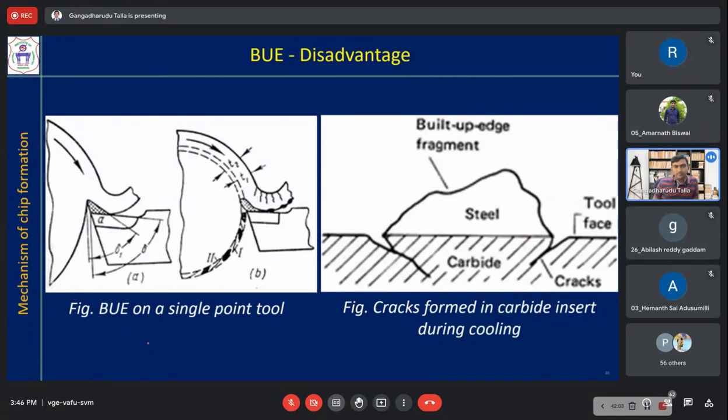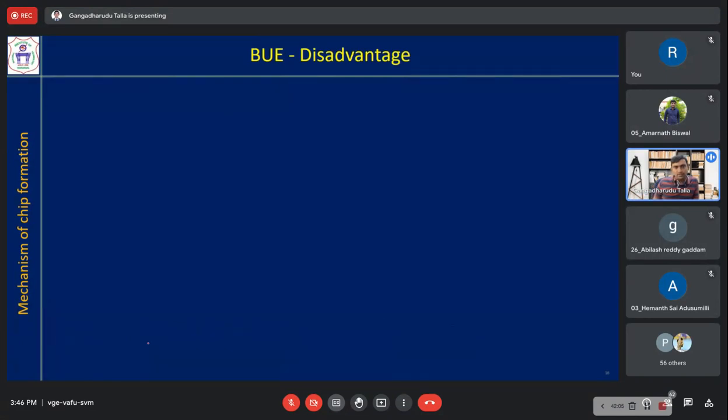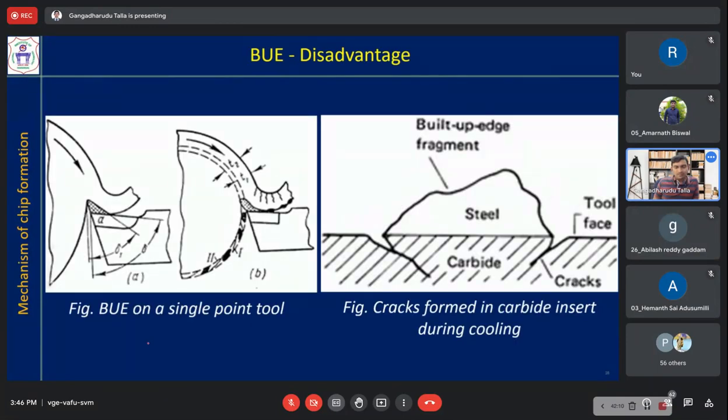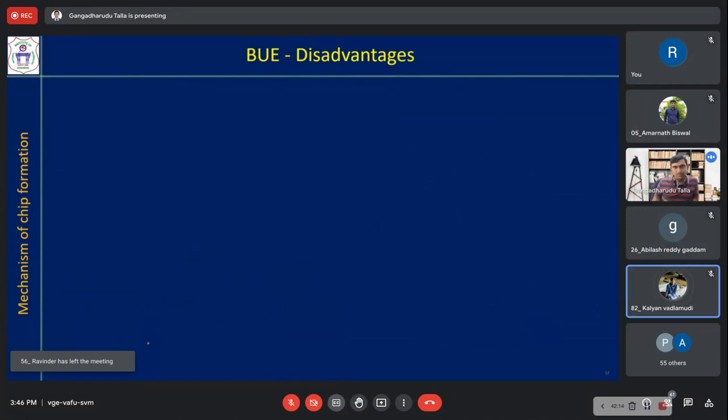Is this clear? Built-up edge, its formation and its disadvantages. I hope I am audible. Yes, sir. Okay.